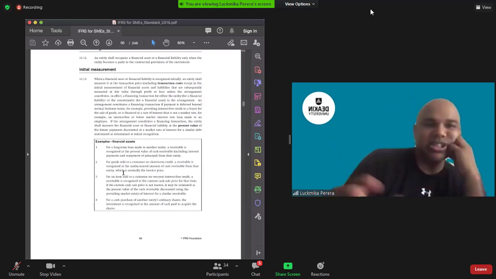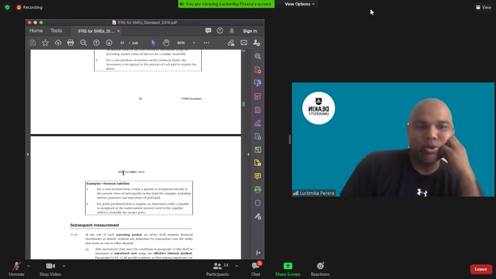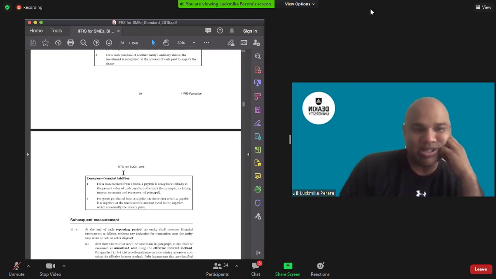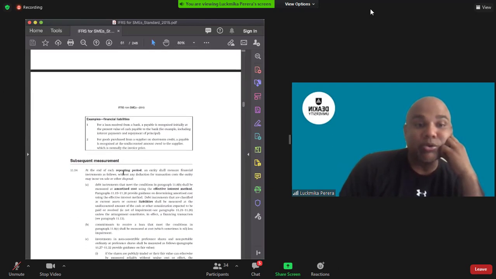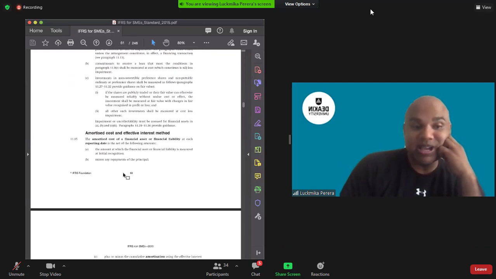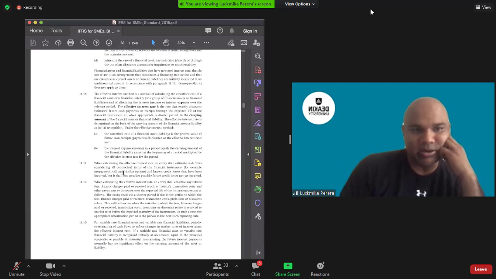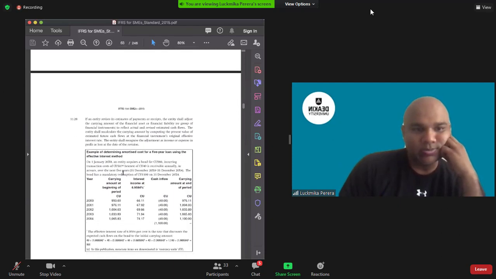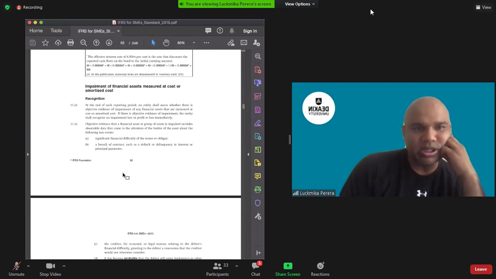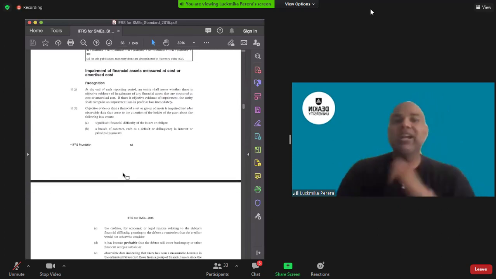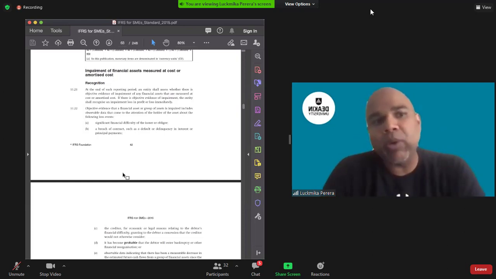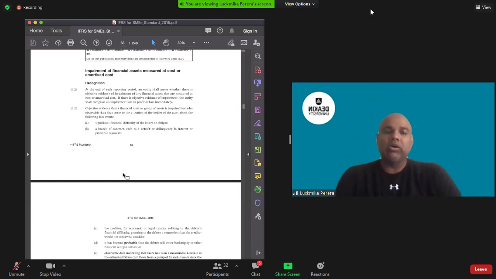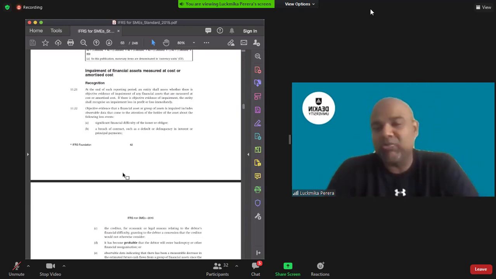Next, they talk about the initial measurements and so forth. I'm not going to go through the original measurements in great detail, but I would like you to read through this section and be familiar with it. You don't need to know it in great detail. They've given a couple of examples here. Impairment of financial assets measured at cost or amortized cost, etc. So amortization, what do you mean by amortization or depreciation? What does that mean?